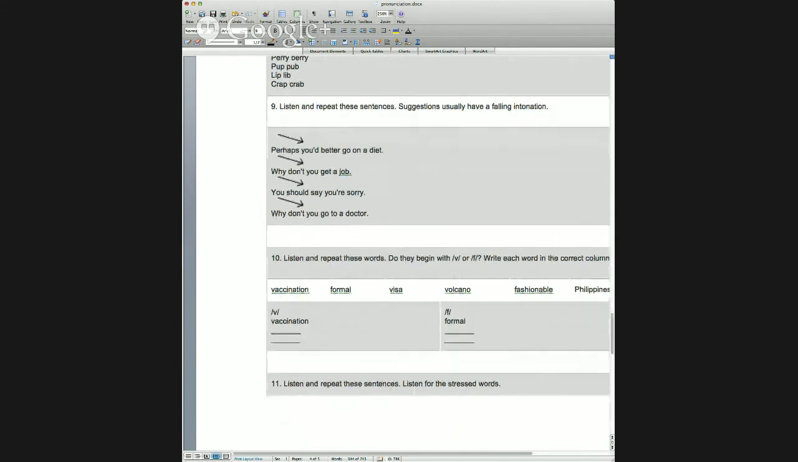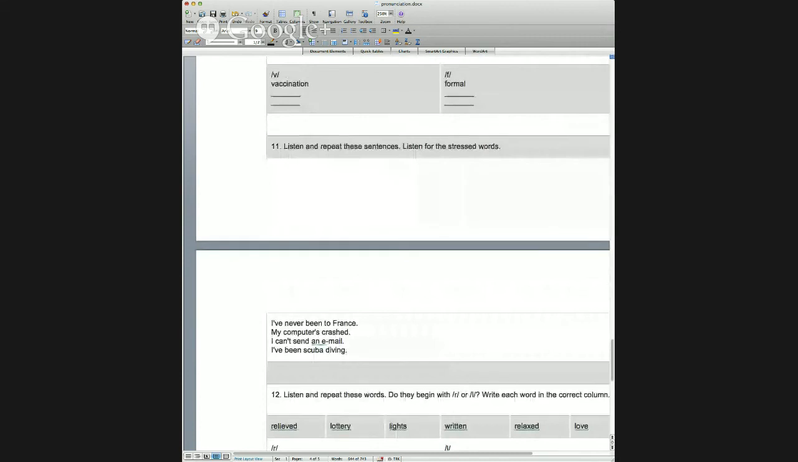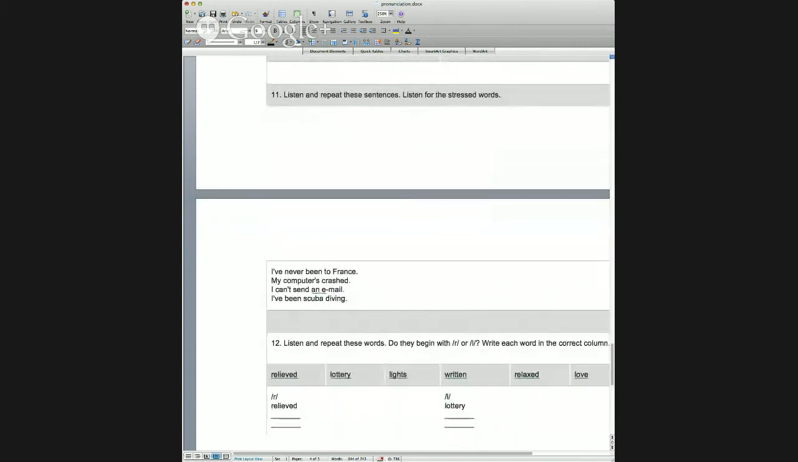Okay, I'm going to skip exercise 10 for now. And I want you to identify the stressed words in the sentence. First, repeat after me. This is exercise 11. I want you to listen and repeat these sentences after me, and afterwards I'll ask you which words did we stress in these sentences?